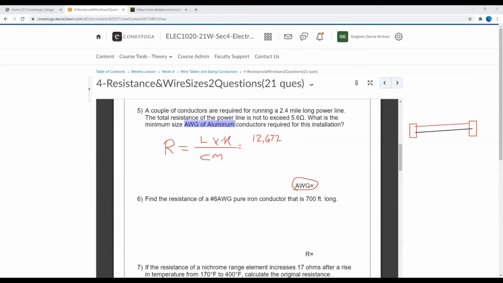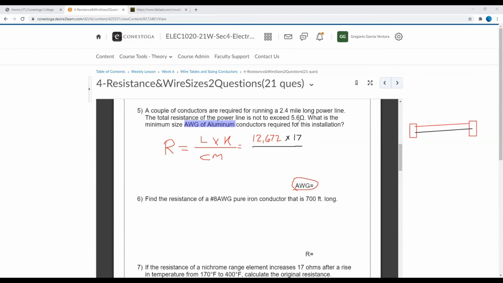Okay, so we have the 12,672, and then we are going to multiply by aluminum, which is 17, the K factor, and then we are going to divide by the amount of resistance max that we can have in the conductor. So, which in this case is going to be 5.6 ohms.